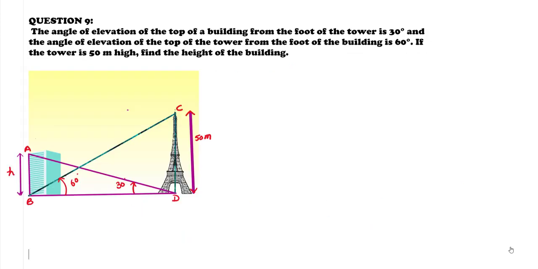Question 9. The angle of elevation of the top of a building from the foot of the tower is 30 degree, and the angle of elevation of the top of the tower from the foot of the building is 60 degree. If the tower is 50 meter high, then find the height of the building. So the height of the tower is CD in our case, that is equal to 50 meter. This is given. The height of the building according to our figure is AB.